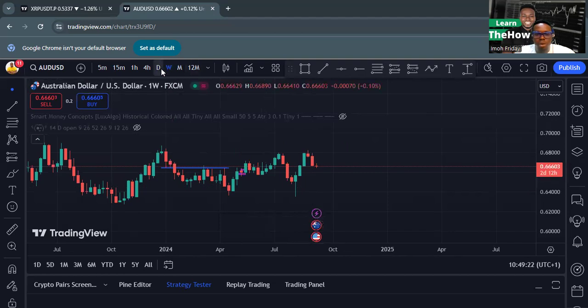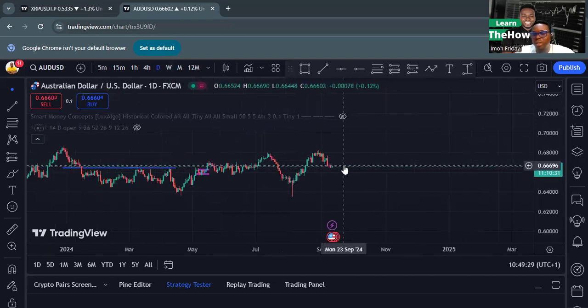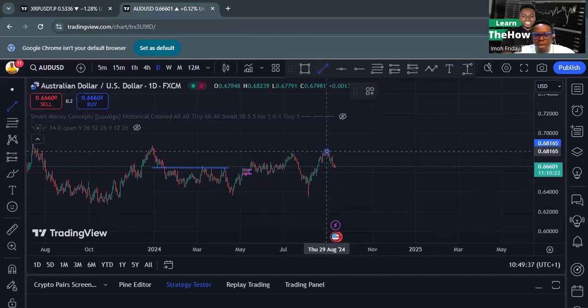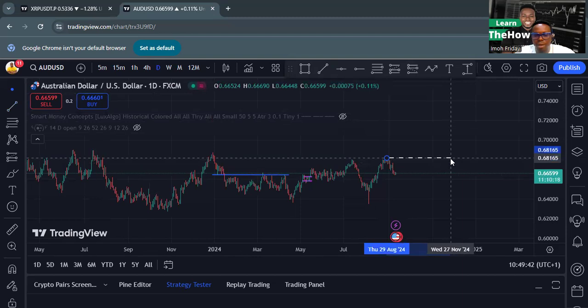Now let's go to 1 day. We're going to be looking for our entry from 1 day. Yes, 1 day, very important. Now I have a trade already running on this pair. I actually entered that trade at this very point here. Yeah, in my forex account, I entered that trade from this very point, right? So I entered it from here.